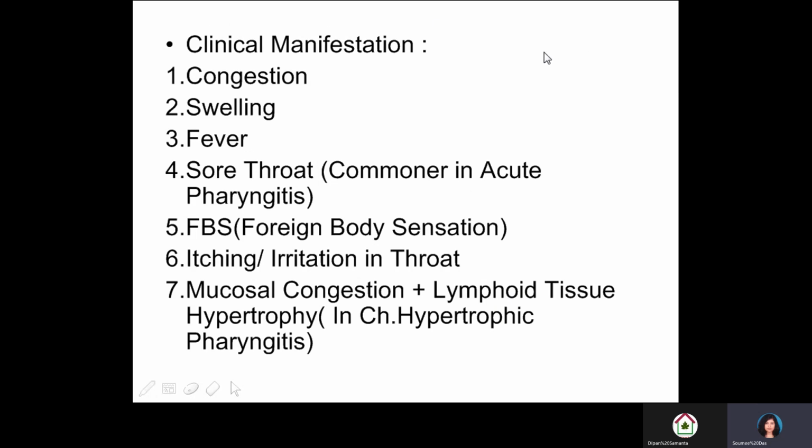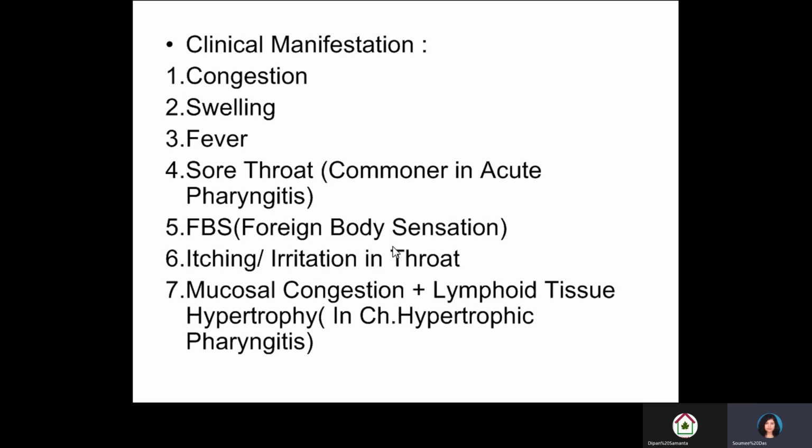Next, we will see the clinical manifestations, or the signs and symptoms, of pharyngitis. These are congestion, swelling, fever, sore throat. This is commoner in acute pharyngitis. Whenever the inflammation sets in the earlier stage, there will be soreness of the throat, or the patient would feel tenderness and pain in the throat. So this is known as soreness of throat. And there might be itching or irritation associated with the soreness.